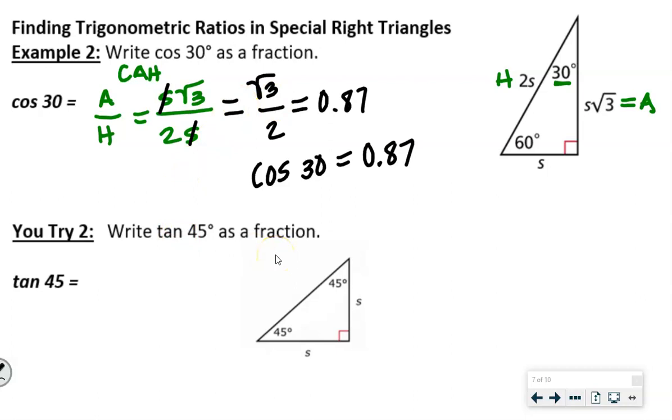So same way here, write the tangent. Now remember, tangent is TOA, right? Of the 45-degree angle. So that is opposite over adjacent, right? So we got opposite over adjacent. So we got 45. Opposite is S. And guess what? Adjacent is also S. So that's going to be equal to 1. So here again, if we take the tangent in our calculator of 45, guess what we get? 1. Okay?